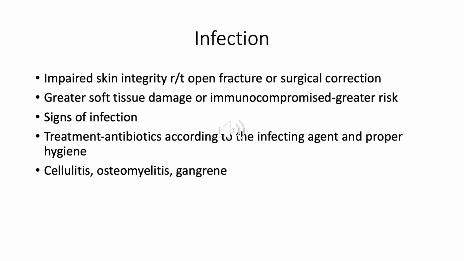Cellulitis is also a sign of infection, as is osteomyelitis, and that's very tough to treat. Gangrene is when the body tissue dies because of lack of oxygen and nutrient-carrying blood, which results in amputation. So again, the treatment for infection is antibiotics according to the infecting agent and proper hygiene. Wash your hands.